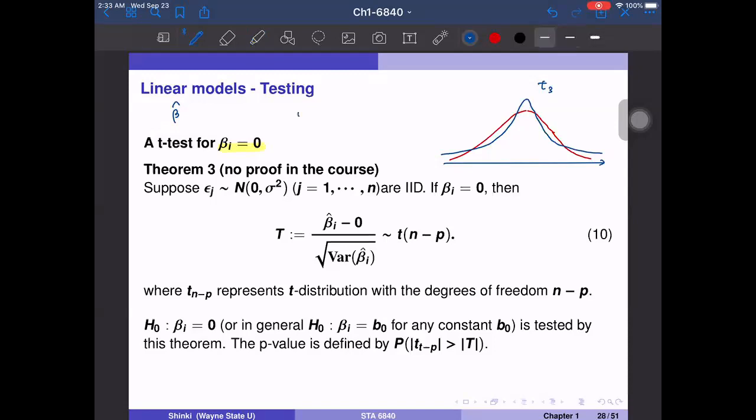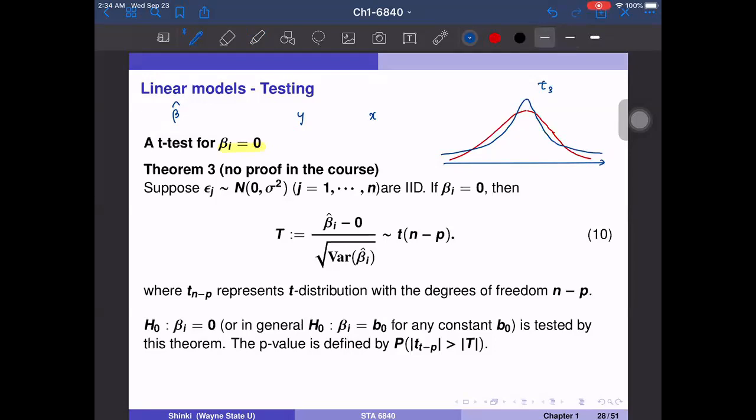For example, suppose y is the chance to get some disease and x is the BMI of a patient. Then often we want to see if the BMI positively affects y, negatively affects y, or BMI doesn't matter for the disease.